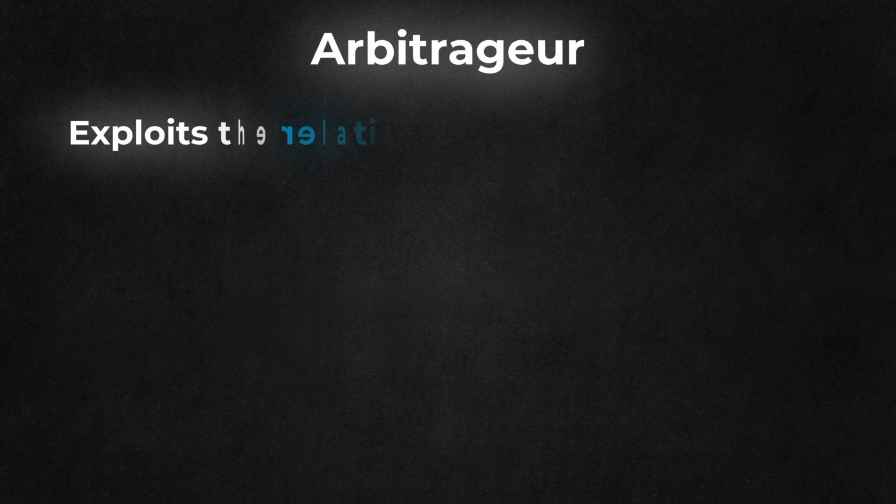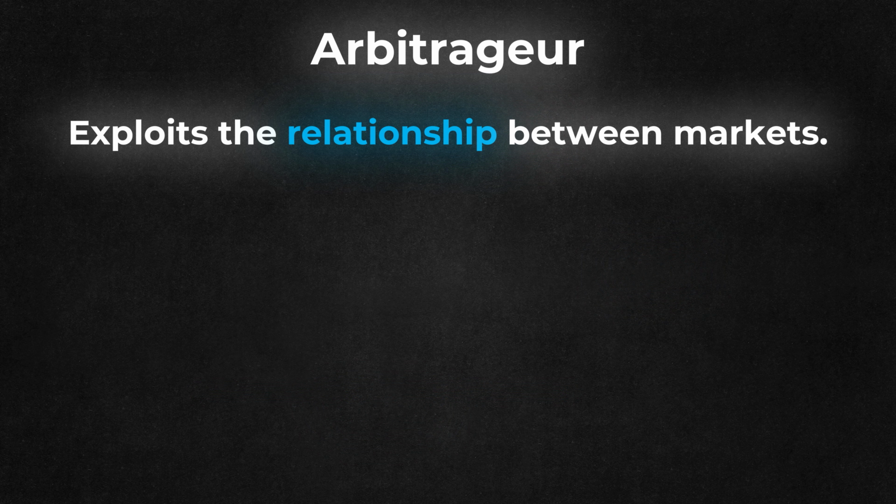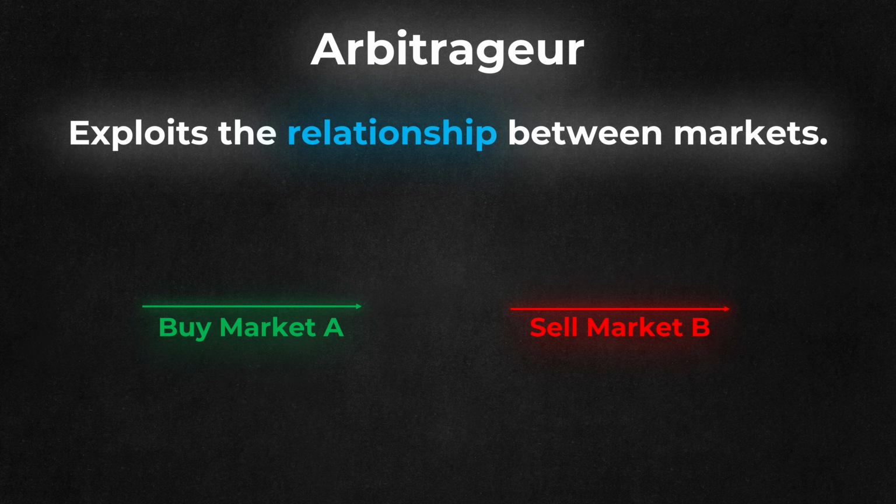An arbitrager is a market player that aims to profit by exploiting the relationship between two or more markets. This usually involves buying one market while simultaneously selling another market to form one trade. Let's imagine that an arbitrager bought market A and sold market B. The arbitrager's profit comes from the relationship between A and B.